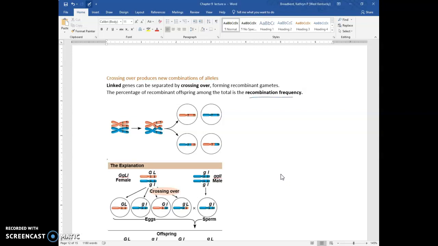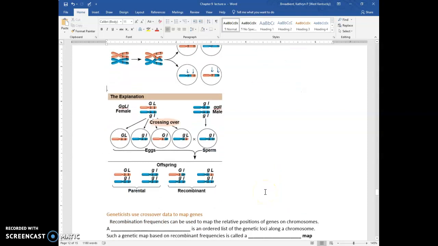So what happens in meiosis 1 is that the homologs lie really close to each other, and some of them will exchange DNA. And if they exchange DNA between the two loci, then we've separated those genes, and we've made a recombinant offspring. So here we have some crossing over. These two are recombinant, and the others are parental. So these are our recombinant offspring.